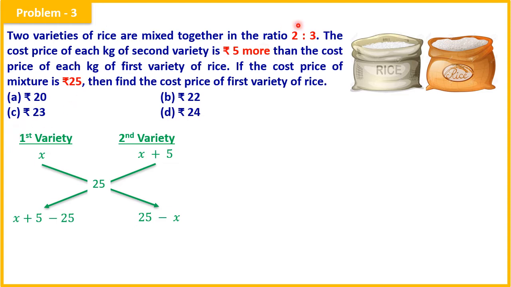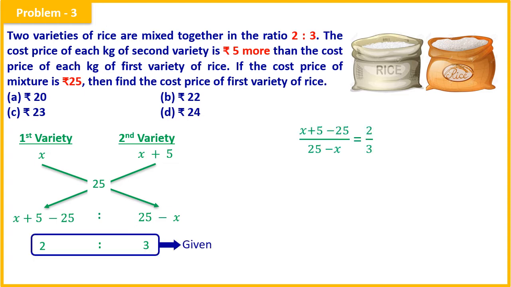Well, we know the ratio that is already given in the problem, that is 2:3 of first and second variety. So this is equal to 2:3. Now let us solve this like this. X plus 5 minus 25 divided by 25 minus X is equal to 2/3. Solving this, we will be able to determine the value of X, which comes out to be 22 rupees. So this is the cost price of first variety of rice.